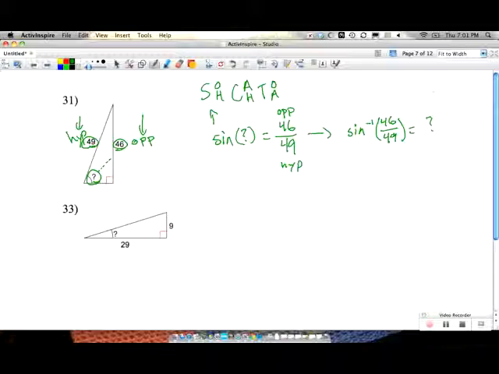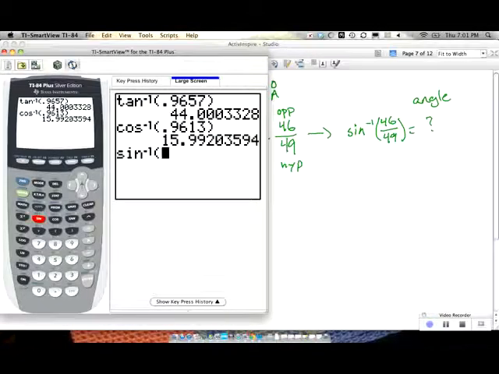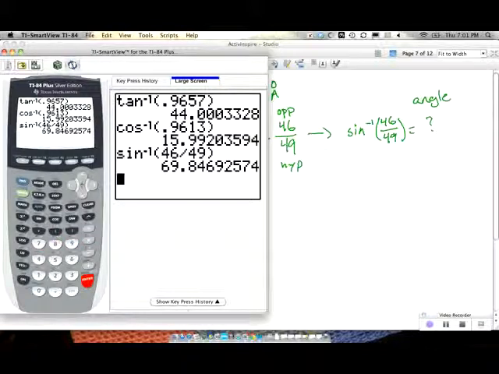Well, let's go ahead and type the second sine and type in the fraction 46 divided by 49. See what we get. 0.69846, and say it's 70. So the question mark right here, this is about 70 degrees.